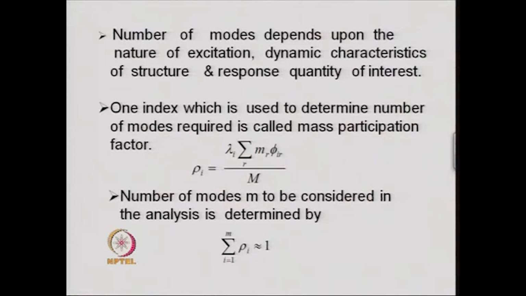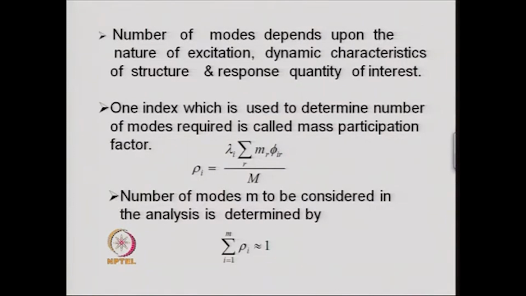With this end in view, the number of modes that is considered for the analysis depends upon the nature of excitation, dynamic characteristics of the structure, and the response quantity of interest. Looking at these 3 quantities, we decide how many modes we should consider in the analysis. A smaller number of modes will require less computational time.